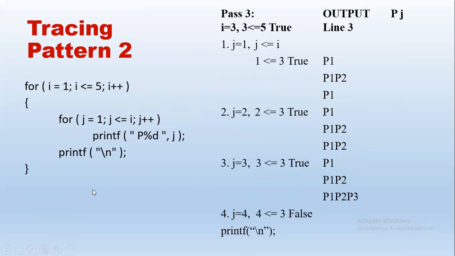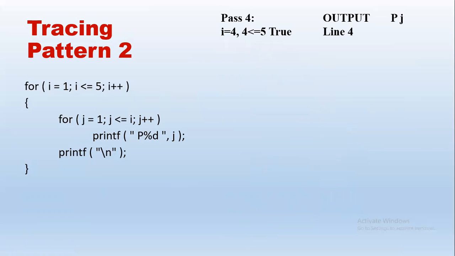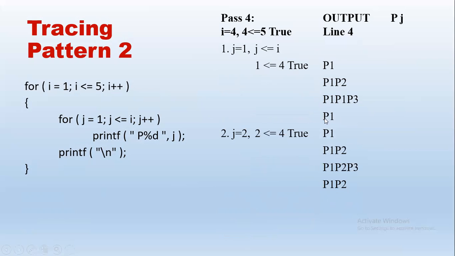Next, the cursor is in the fourth line. So pass 4, I value is 4. 4 less than or equal to 5, true. We have to print line 4. So again, it starts from 1. So we are printing P1, which is 1, the value of J. 1 less than or equal to 4, print P1. Next, when J becomes 2, print Pj, that is P2 in the fourth line. Second value in the fourth line is P2.